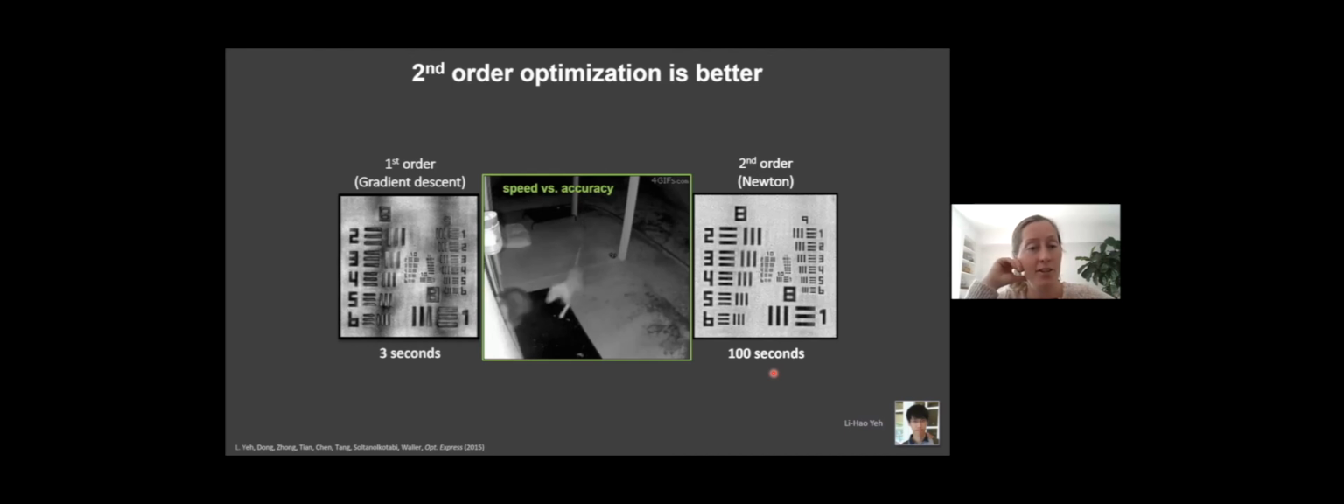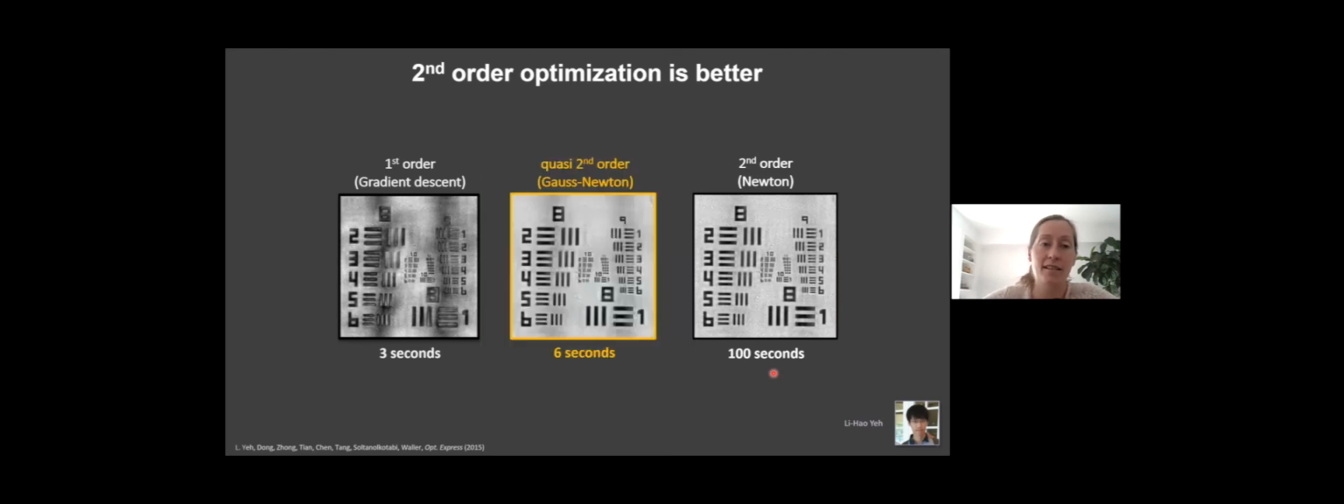But we don't have to choose. There's some sort of trade-offs here. And what we ended up using in the end was a quasi second order method, Gauss-Newton, which gives us pretty good quality results and is relatively fast. So everything I've shown you is using this algorithm to reconstruct from our data sets.